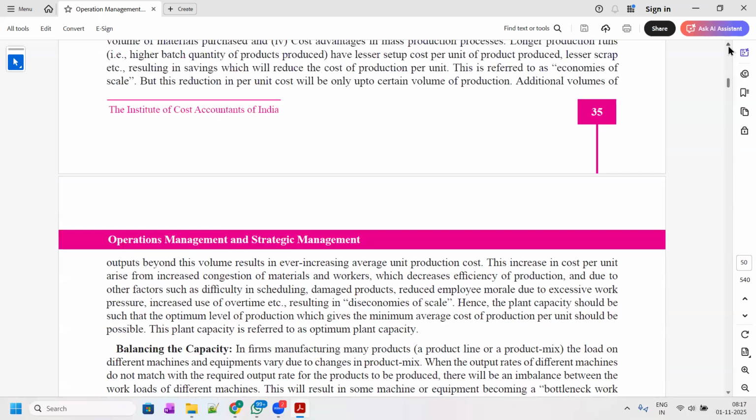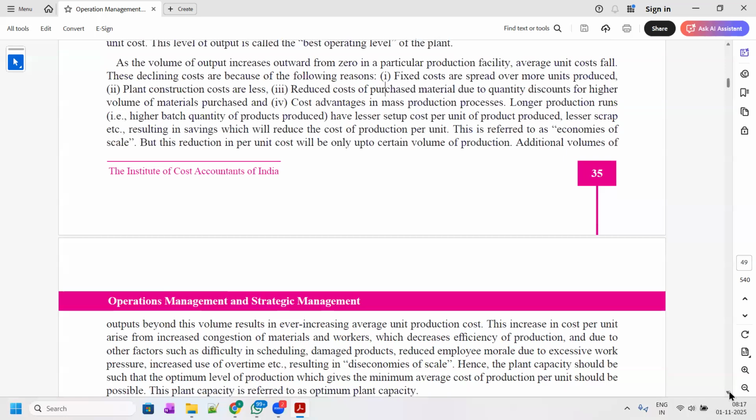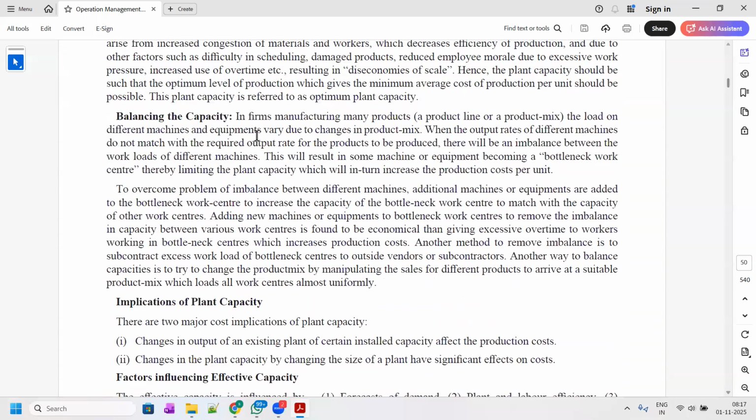Yes, sir. These are all very basic things. And then we'll discuss balancing of capacity from the next class.